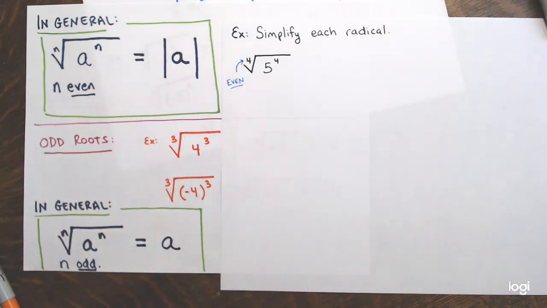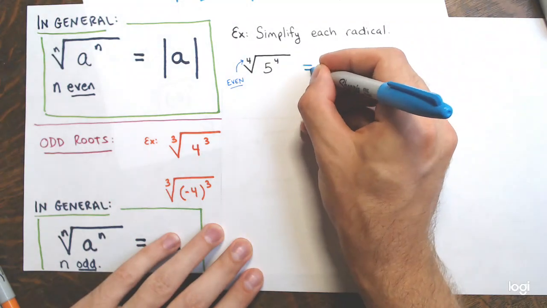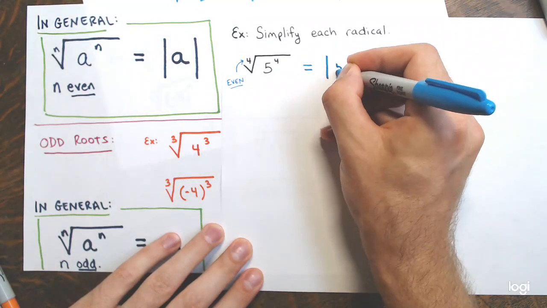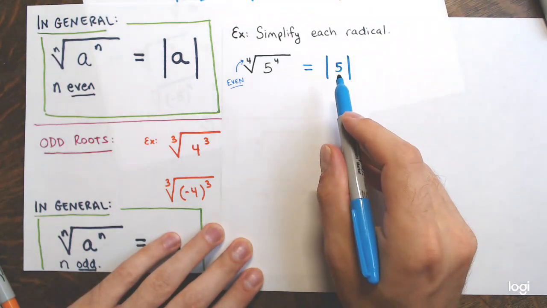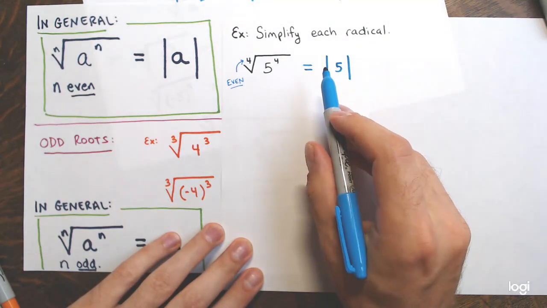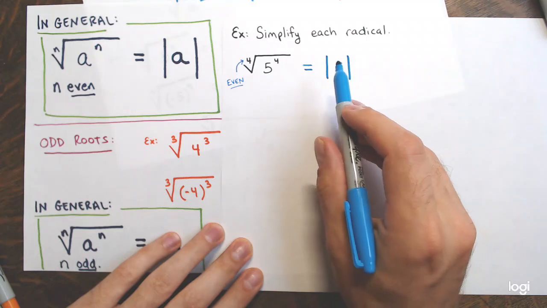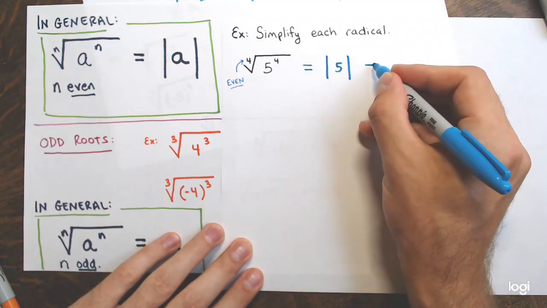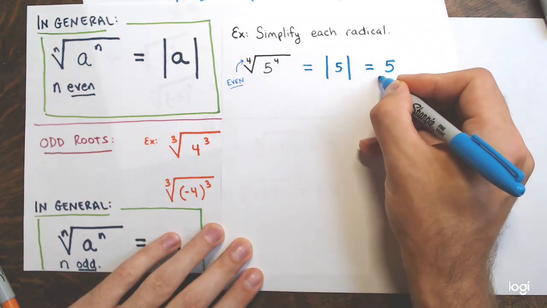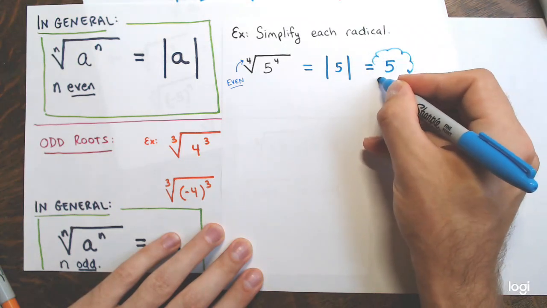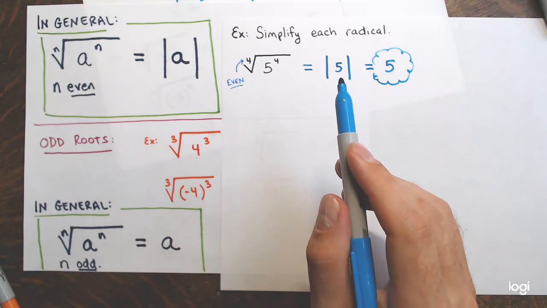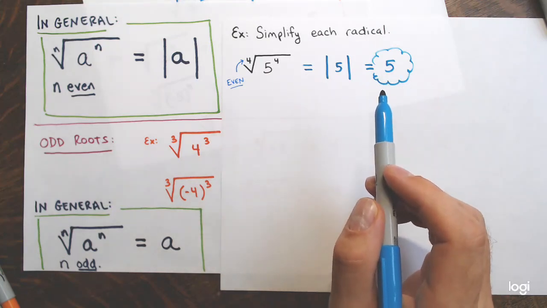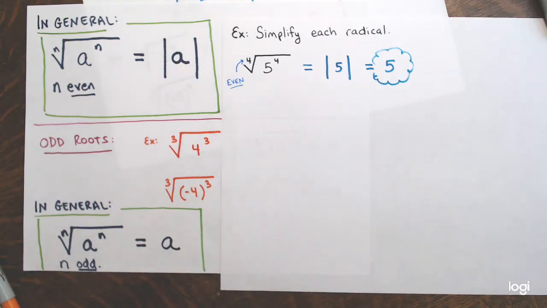So technically we can say that this is then equal to the absolute value of 5. But 5 is already a non-negative number, so there's no need for the absolute value around it. What is the absolute value of 5? That is simply the number 5. So there's the value that we're looking for. The fourth root of 5 to the fourth is just 5. And again, we saw this example earlier.